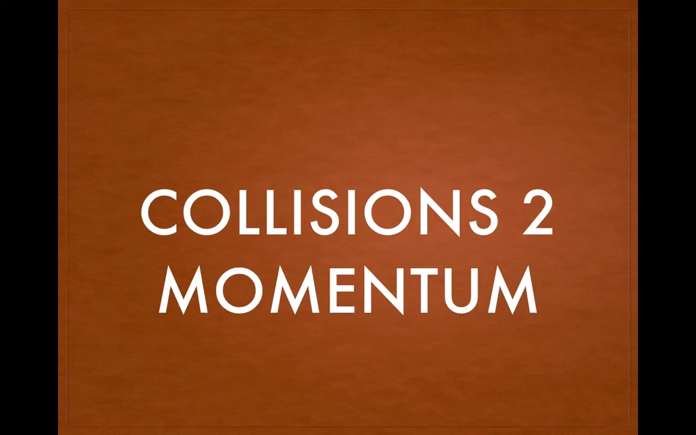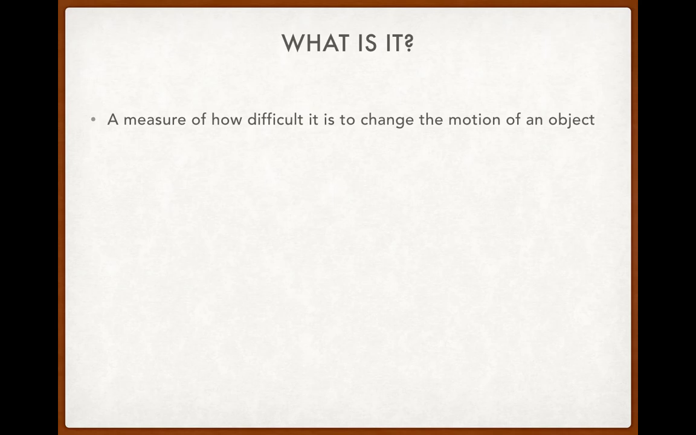Okay, second video on collisions. We're going to look at momentum. First of all, what is it? It's just a measure of how difficult it is to change the motion of an object. Physically or mathematically, if you're to define it, momentum is mass by velocity. It's a scalar by a vector, so it's a vector quantity. And also, when you're filling in for the velocity, fill in the i and j components.